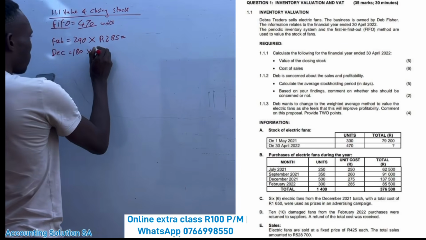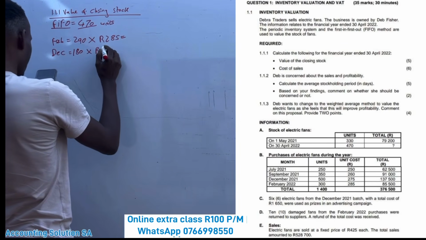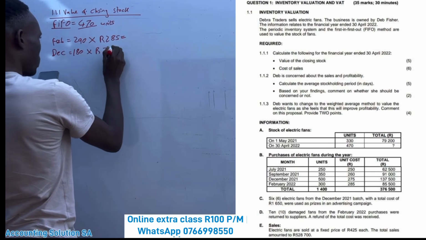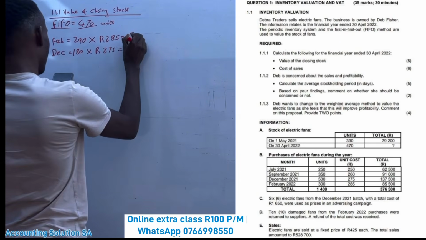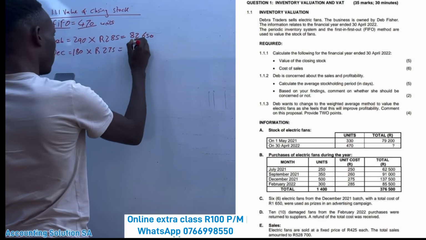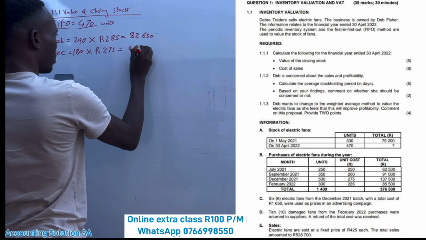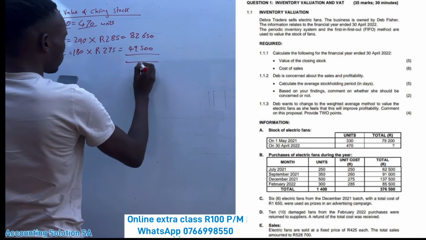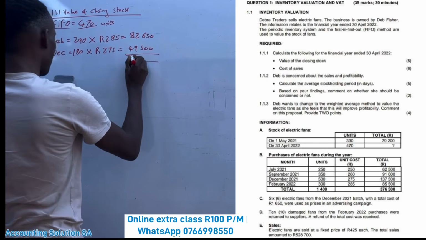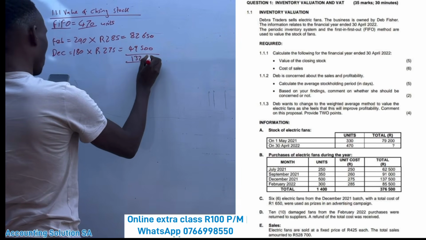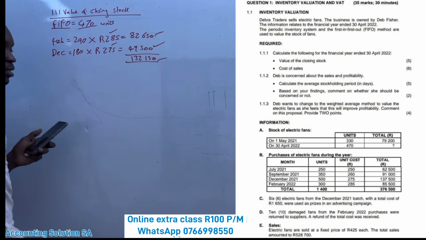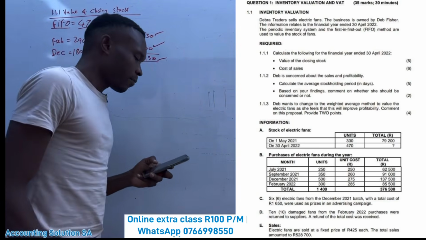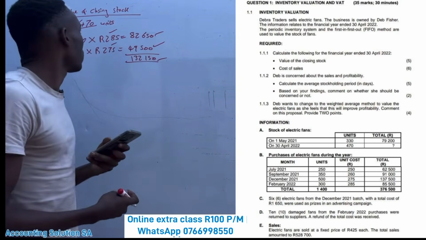Okay, then we multiply by the amount of 275, and let's calculate this. This one is going to give us 82,650 and this one 49,500, and in total it's going to give us 132,150. Then if you do this calculation, guys, you're going to get 5 marks for free. Okay, that's how we work out the first in first out method.